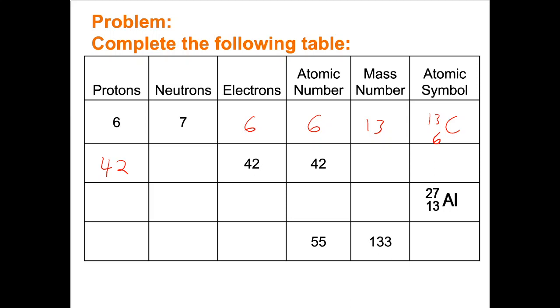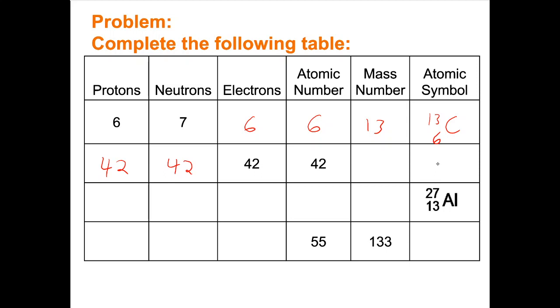Okay, so they don't tell us how many neutrons we have. If I don't know how many I have, then I have to assume that I have the same number of neutrons as protons. I'll also say 42 here. This tells us the electrons.